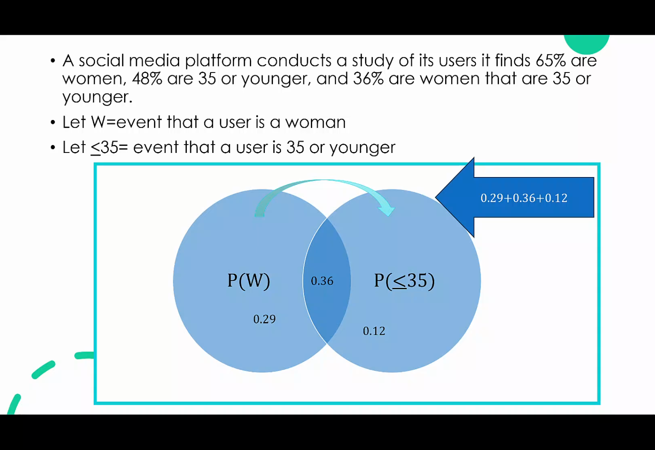To start, we'll add up the 0.29, 0.36, and 0.12 that we already have. That's a total of 0.77. So what's left over is 1 minus 0.77, which is 0.23. Now if I add up 0.29, 0.36, 0.12, and 0.23, we get 1. So all the social media platform users are represented in this box.